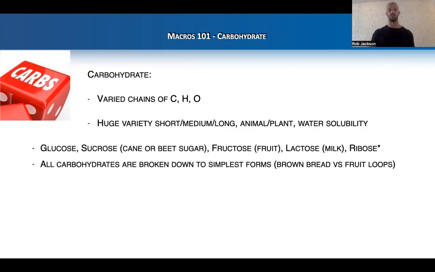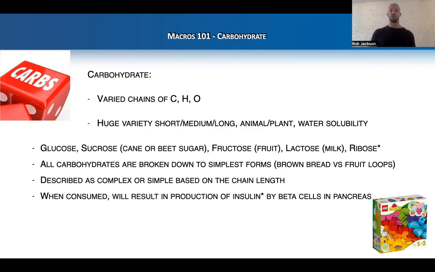All carbohydrates are broken down to their simplest form, which is glucose. Okay, so whether it's brown bread or Fruit Loops, at the end of the day, once that digestion process is taking place, it will end up as glucose in your bloodstream. It's just the rate at which that glucose is released into the bloodstream that varies between, say, brown bread and Fruit Loops. They're often described as being either complex or simple, and that's really just based on the chain length. So how many of those smaller sequences are chained together will determine whether someone says something is a complex or a simple carbohydrate.